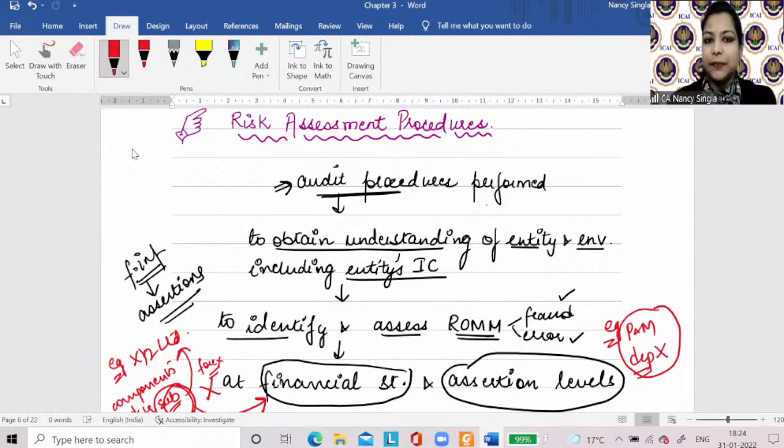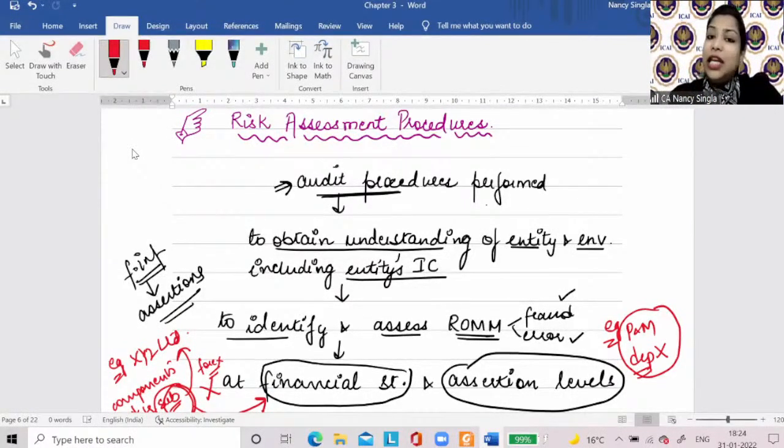Audit procedures performed. Audit procedures are always what? Performed to obtain an understanding of entity and environment, including entity's internal control, to identify and assess the risk of material misstatement at financial statement and assertion level. The auditor is assessing as to what is the risk of material misstatement for the financial statement as a whole and for individual items of the financial statement.